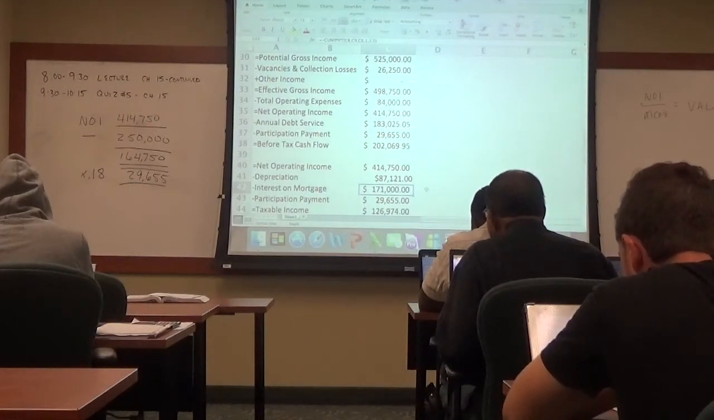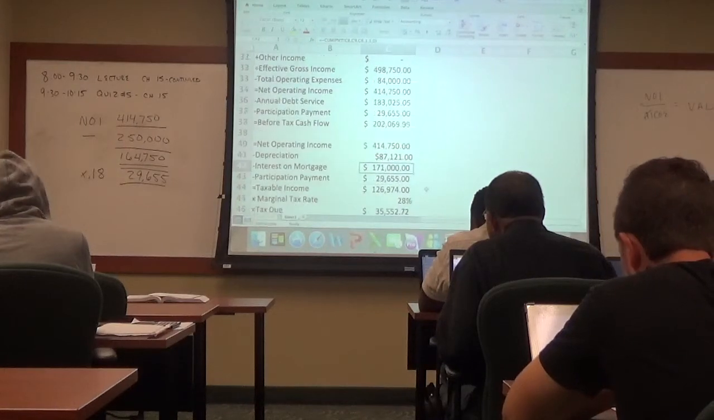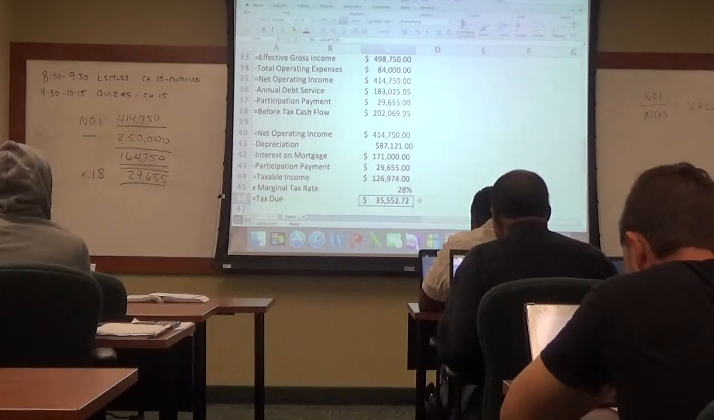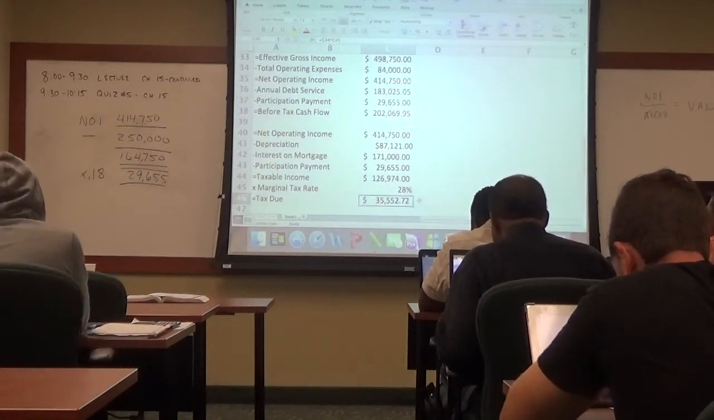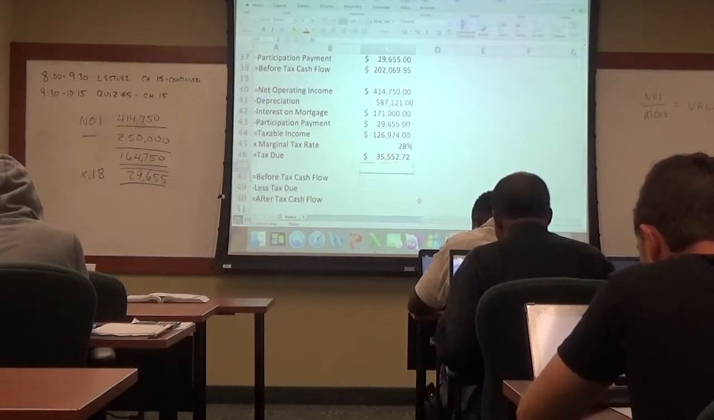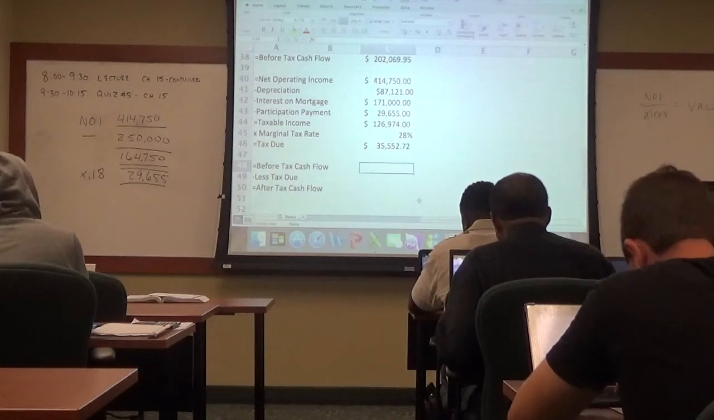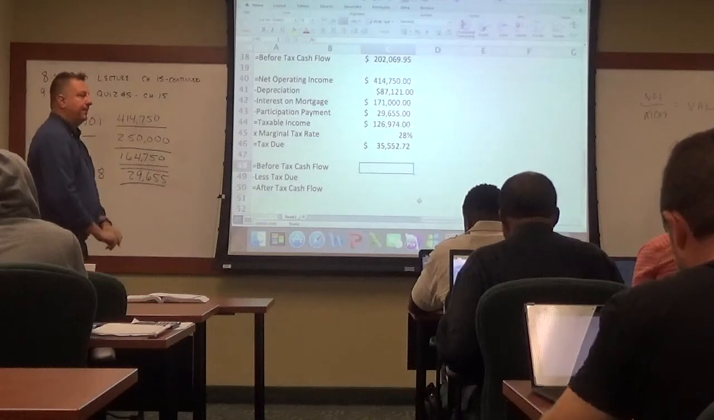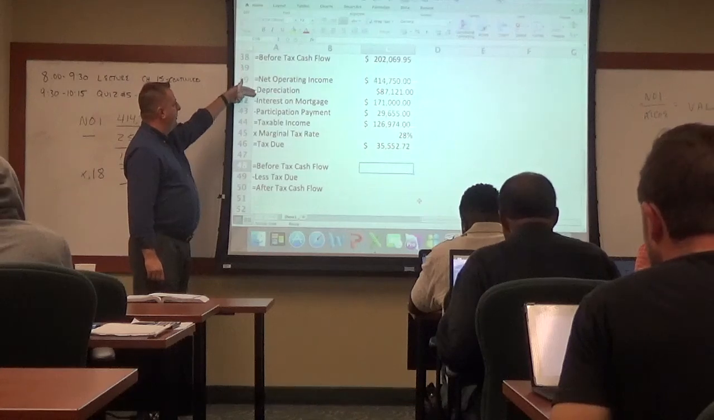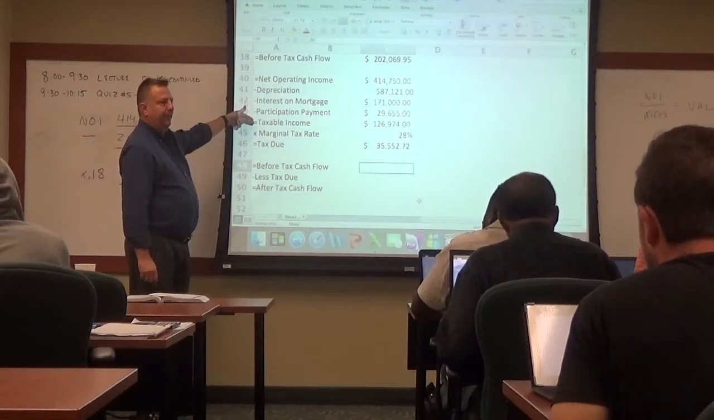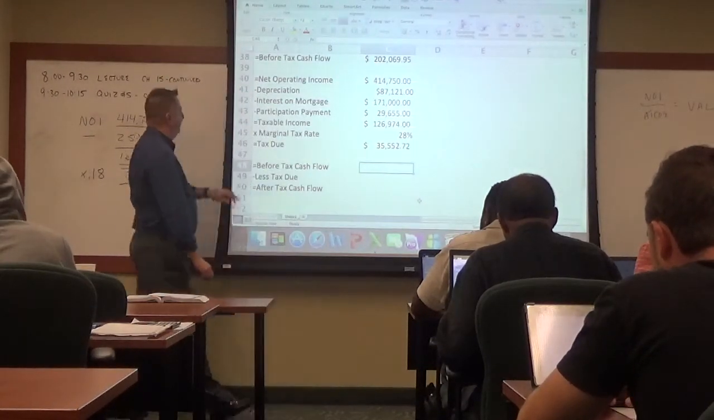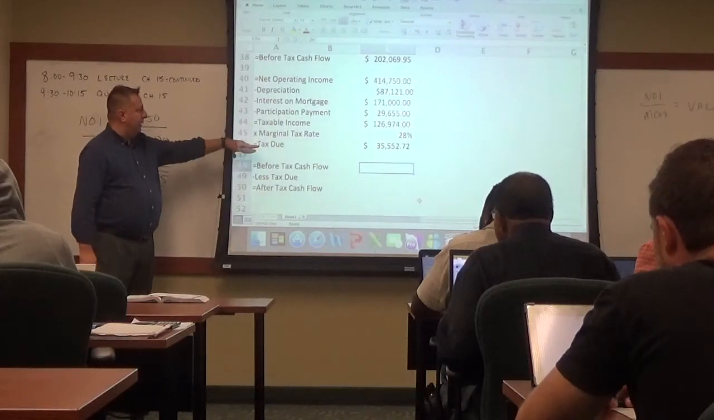Now, all right, so let's just see. Okay, and are we matching up here with tax due? Okay, 35,552.72 for tax due. Yep, we're matching up with that. Well, you should be. Okay. The taxable income is wrong. Okay, taxable income should just simply be net operating income minus depreciation minus the interest minus participation payment. You match up with all these? Okay. All right. So hopefully now you're down to this point.